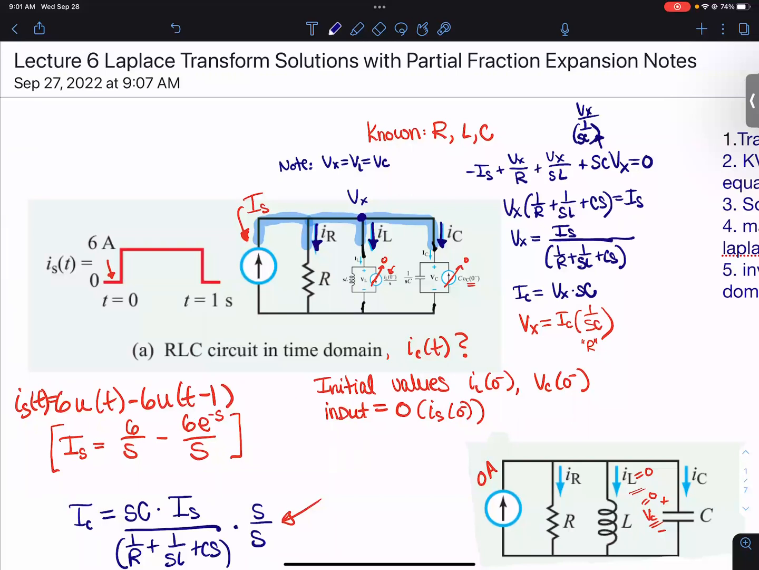You know, here in this section, it's just going to be 6u minus 0. But then once it hits 1, it's going to be 6 minus 6. And so that will become 0 down here. So this would be how you would describe that signal. Does that make sense? Okay, great.